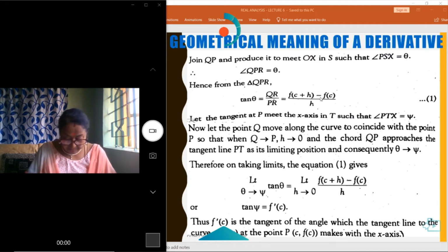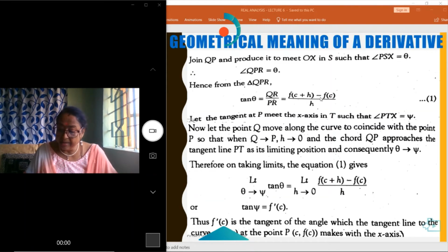Let the tangent at P meet the x-axis at T such that angle PTX is equal to psi.